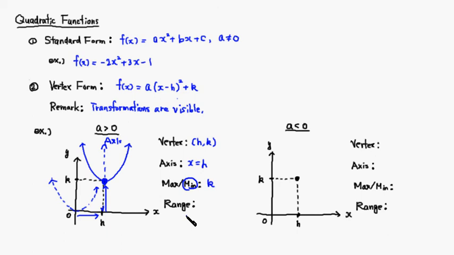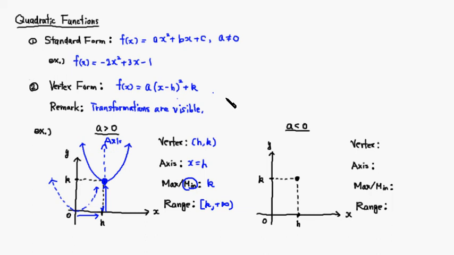All right, the range is going to be the possible y values. So the smallest value is k, and it looks like it's going to achieve any number bigger than or equal to k. So it's going to start from k and everything above, including k. So that's going to be the range.